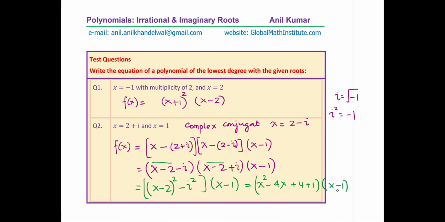So simplifying this particular term here, you will get x squared minus 4x. Let me write it down here: x squared minus 4x, and we have plus 5, times x minus 1. And that becomes the answer for question number 2.